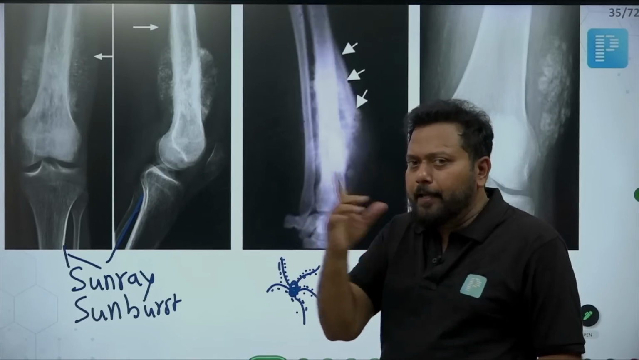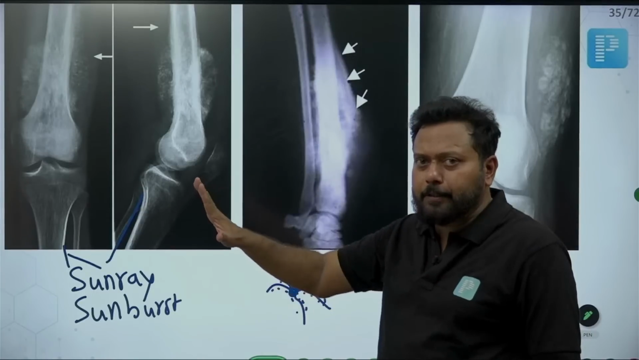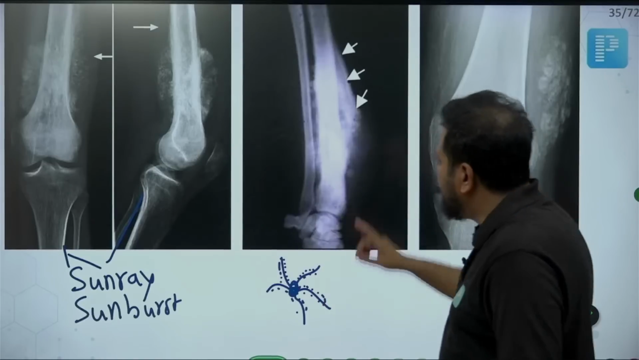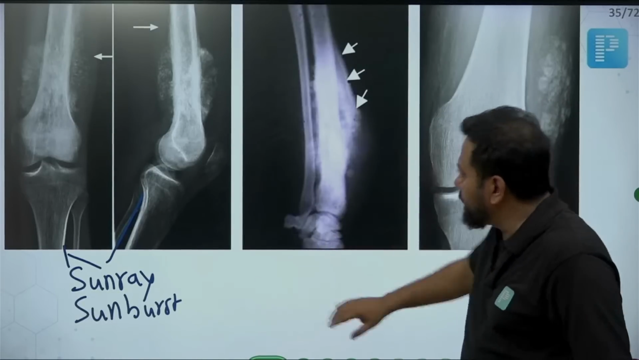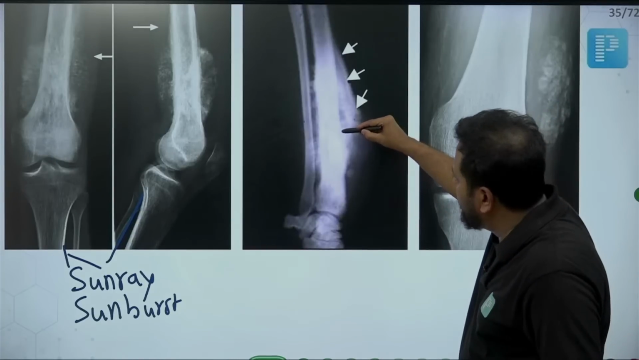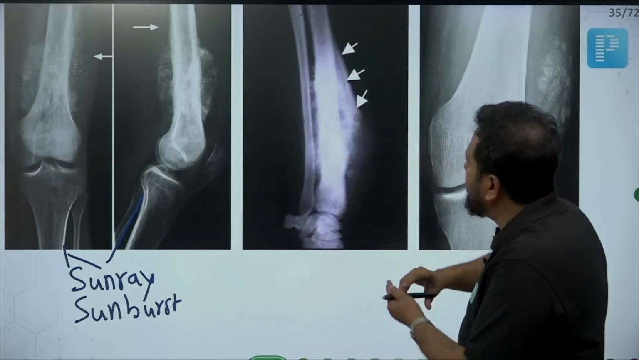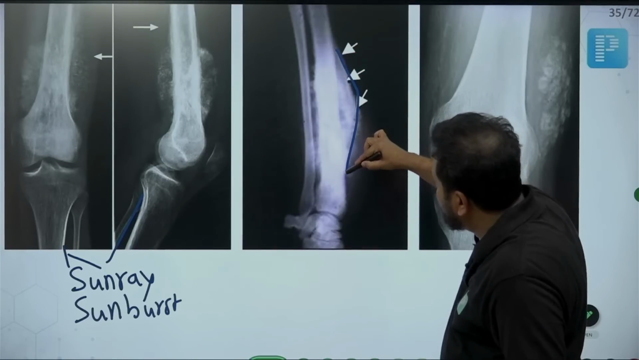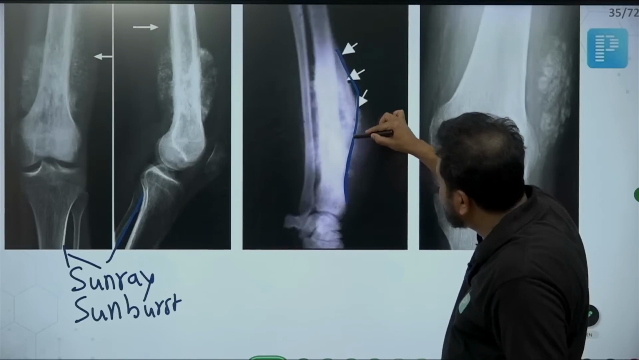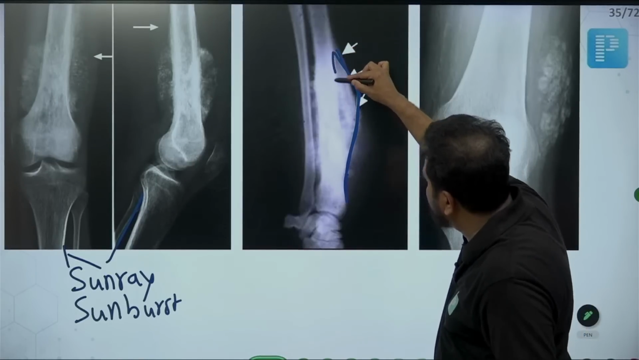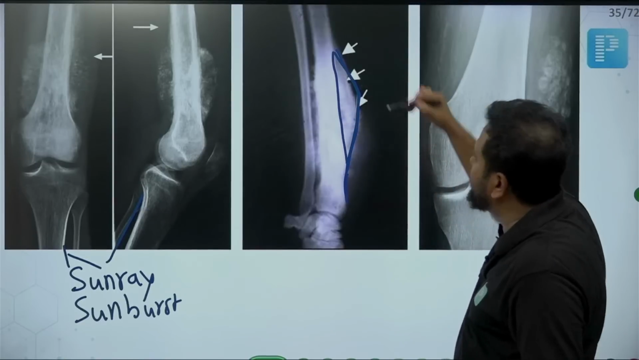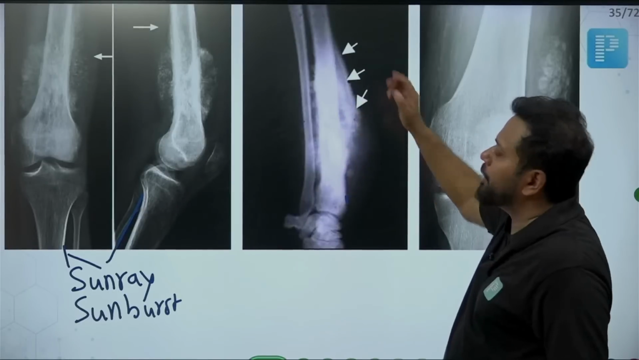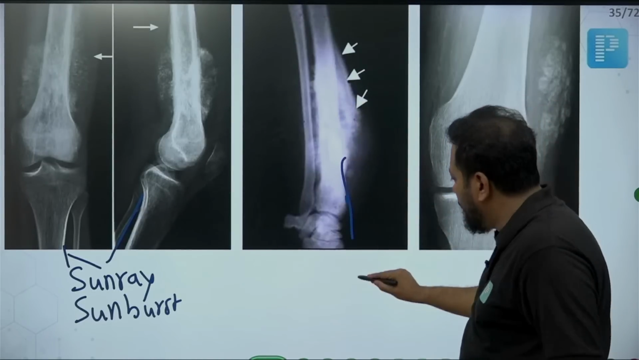Guaranteed, an X-ray or image like this will come in our INI-CET, dear friends. Don't miss. 1 mark. Okay, so sun ray appearance, osteogenic sarcoma. The next radiological appearance of osteogenic sarcoma is this: you see, the periosteum ends here, and here the periosteum is elevated. Here it becomes normal, in this portion it gets elevated. This is the bone, this is the elevated periosteum. Is it not like a triangle? So this elevated periosteal reaction in osteogenic sarcoma is called Codman's triangle.